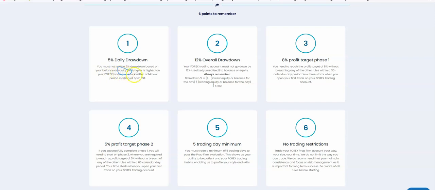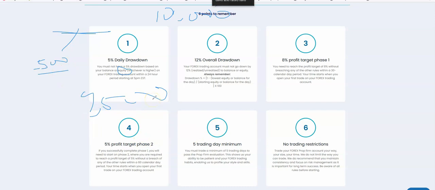It said or equity. So what that means is that if you are on a trade and your equity is already at minus 500, you've already lost the account. Equity. The trade is still on. You have not closed the trade. Your balance is still showing $10,000, but your equity is showing 9,500. You have lost the account. That's what they are saying. Can you see that now?